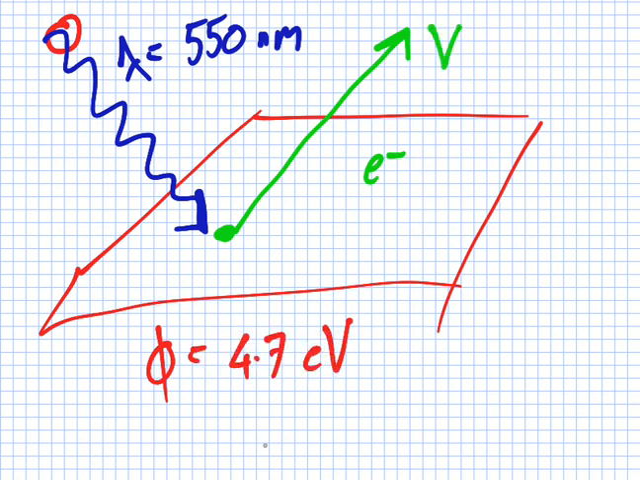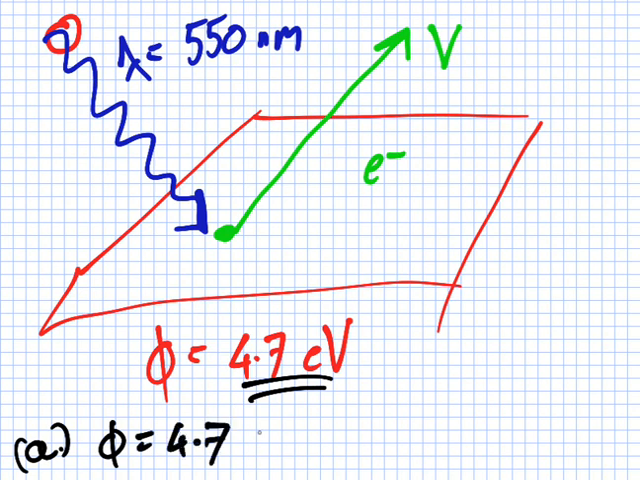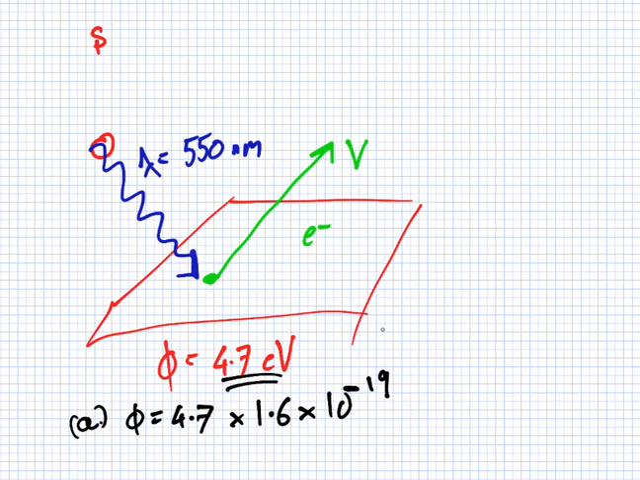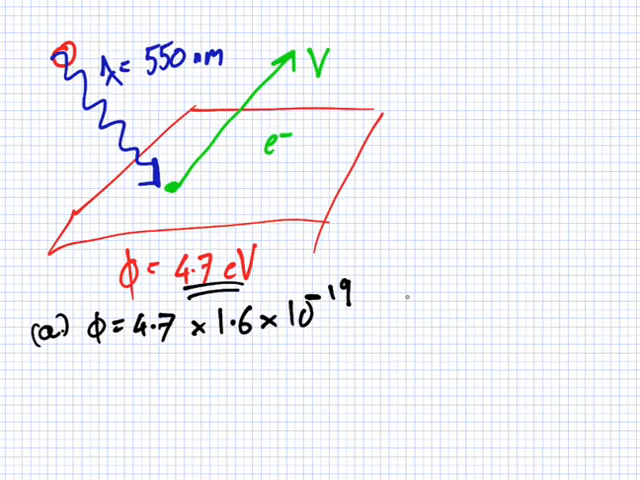So my first question is to convert this into joules. How do I convert this into joules? It's multiplied by 1.6 times 10 to the minus 19. So what's the answer then here? 7.53 times 10 to the minus 19 joules.